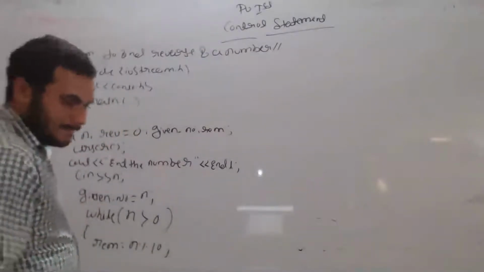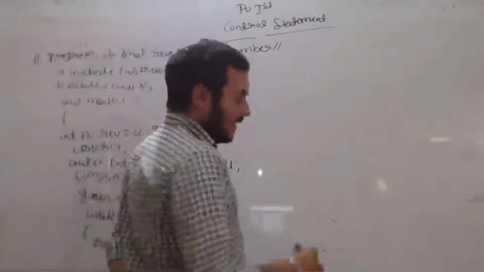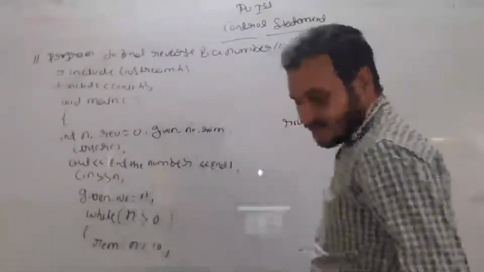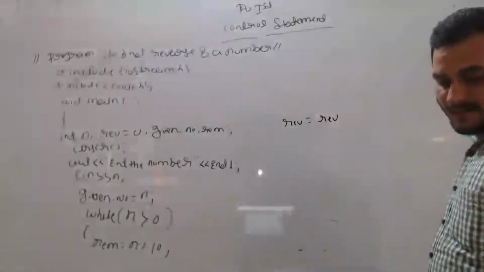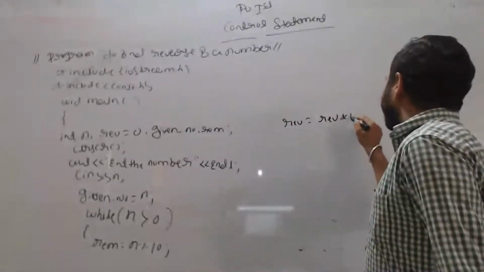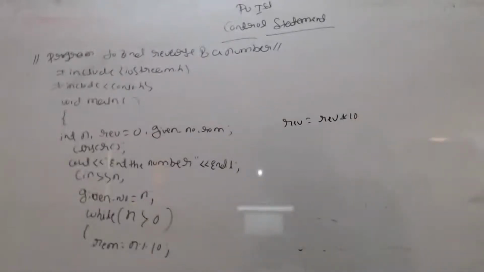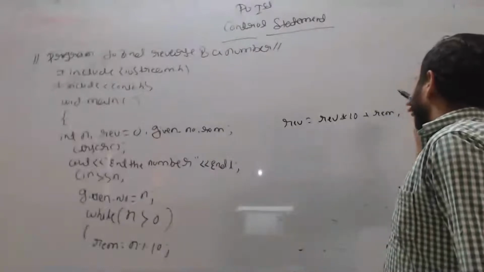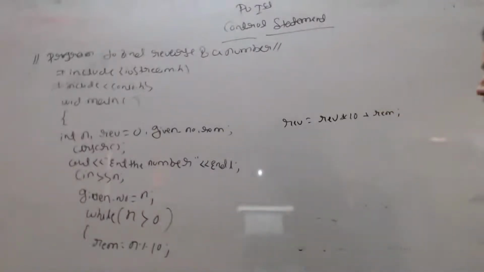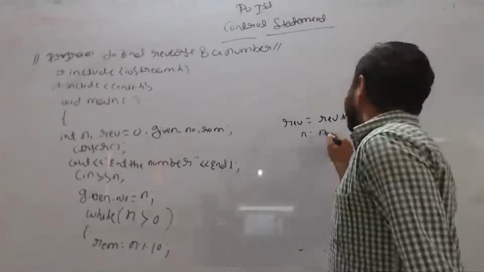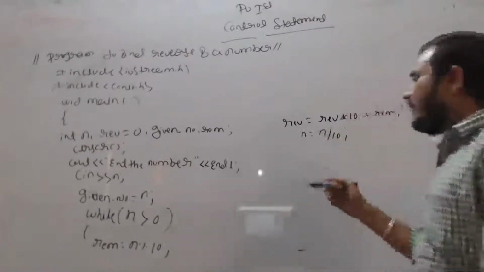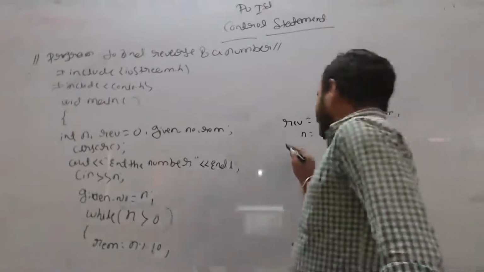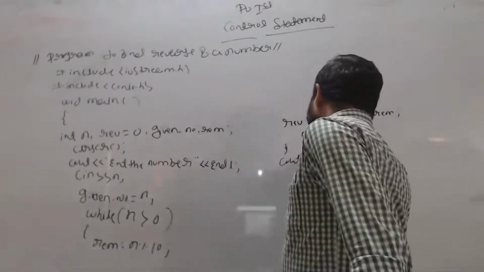Okay. Then reverse number is equal to reverse into 10 plus remainder. So the n value is equal to n divided by 10. Then cout.